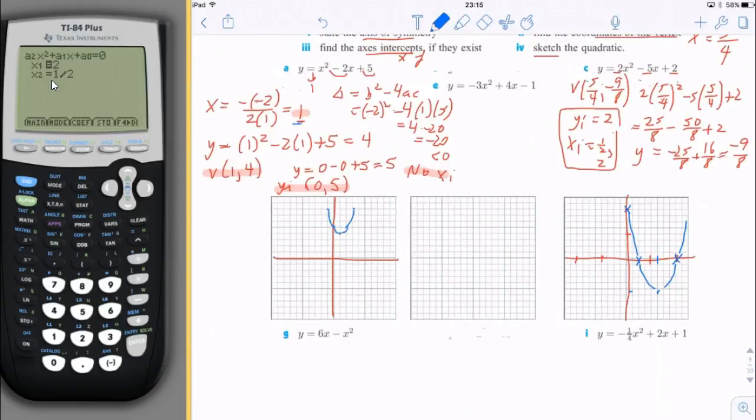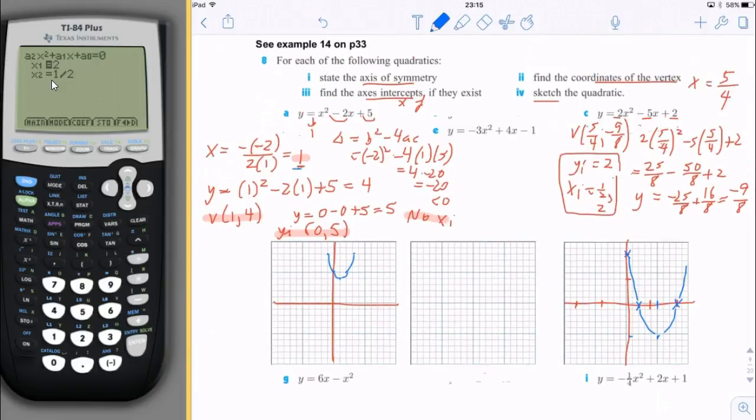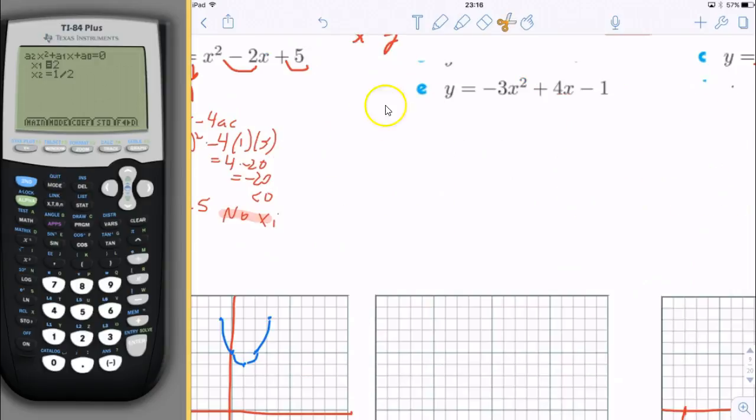All right, and remember that the axis of symmetry was x equals 5/4, and that is at x equals 5/4. So our drawing is pretty good. I just made some space for myself here.